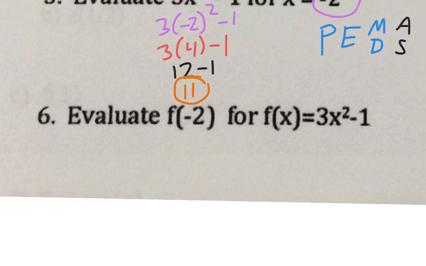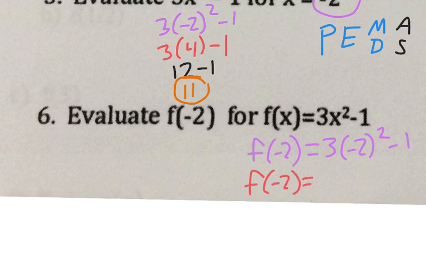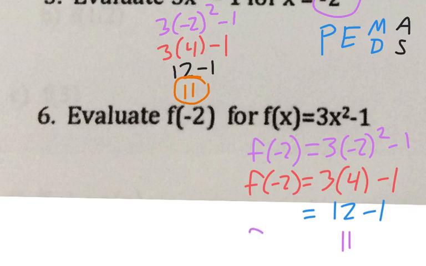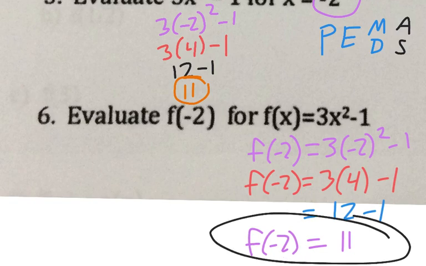Next, 6. Evaluate f of -2. I wonder what this is going to look like. This time it's an equation. Math statement with an equal sign. So when I work it out, I'm going to have an equal sign. It's the same process. Simplify. Parentheses. Nothing to simplify. Exponent. -2 squared is 4. Multiply and divide from left to right. Add and subtract from left to right. So I would get f of -2 is equal to 11.